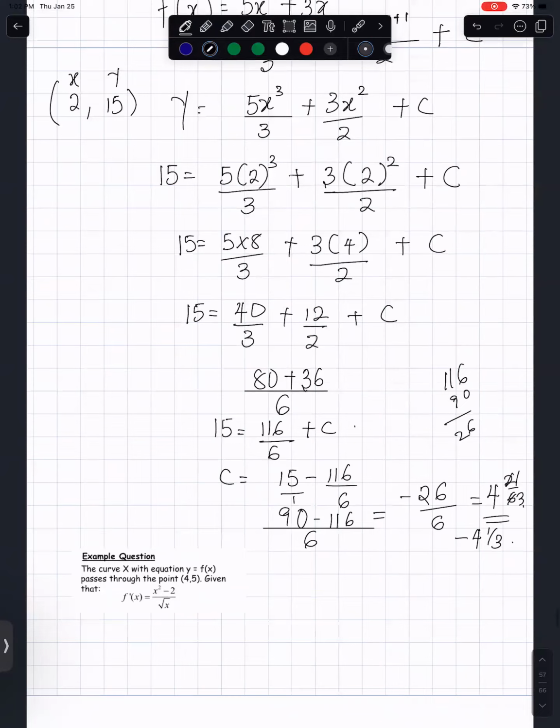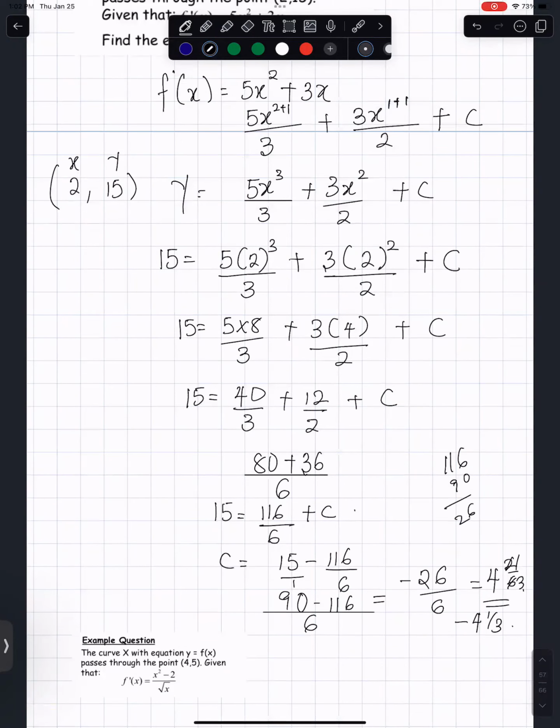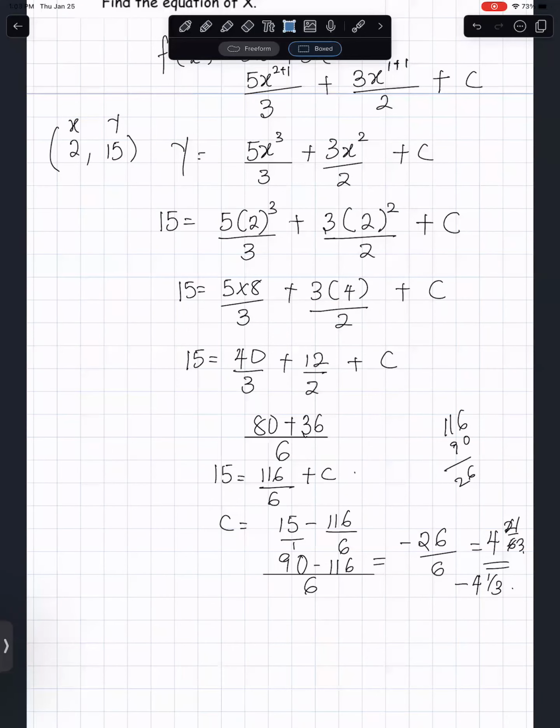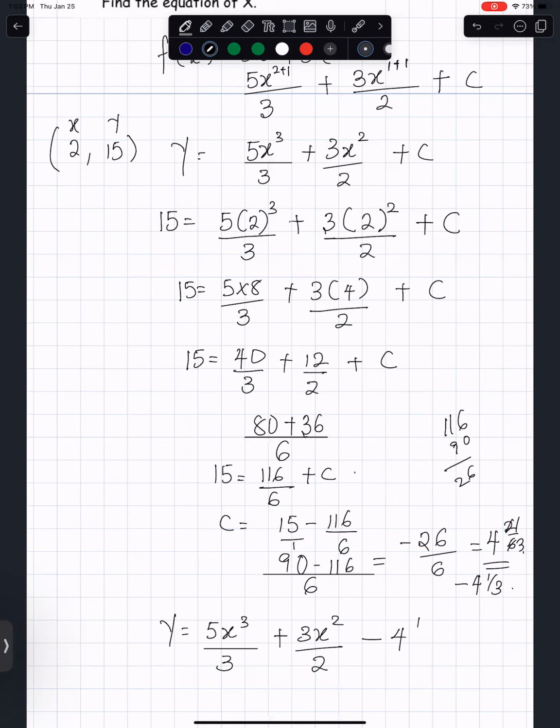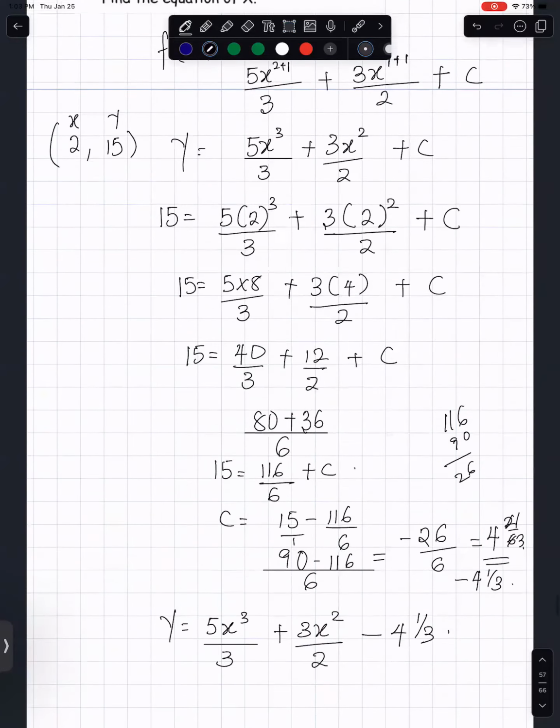So I can put it into my equation. Y equals 5x cubed over 3 plus 3x squared over 2. Our c is minus 4 whole number 1 over 3. So this is what we have for f of x. Okay, so this is what we have there. We'll proceed to the next question here.